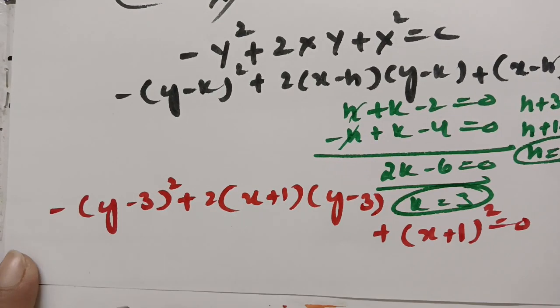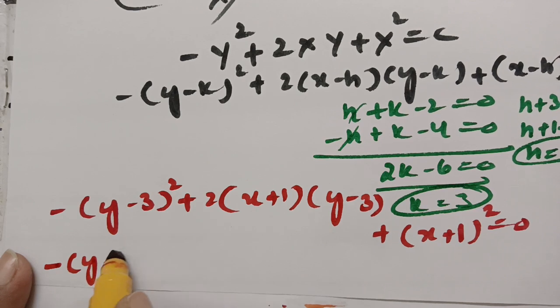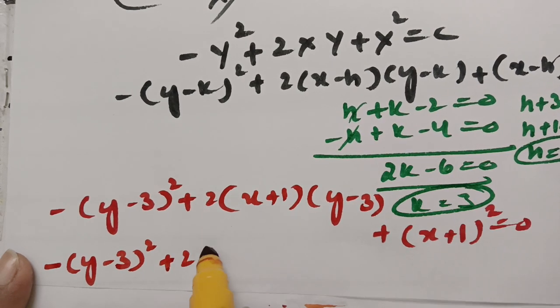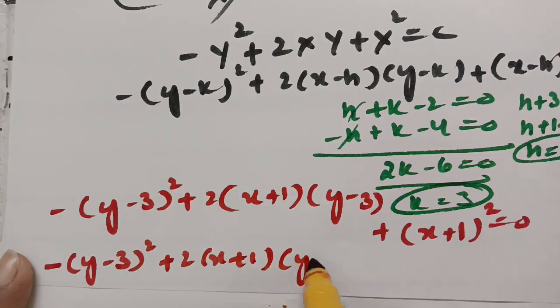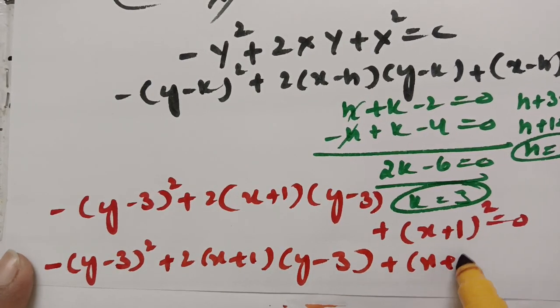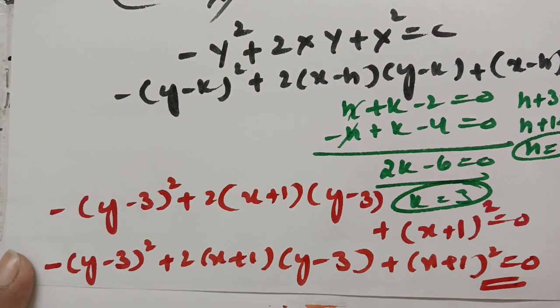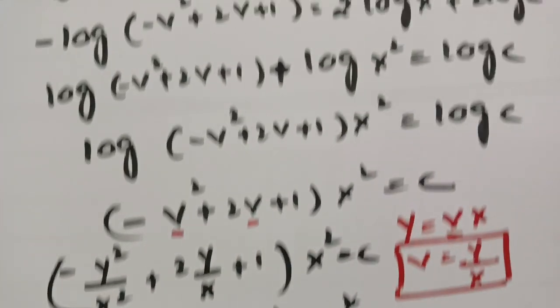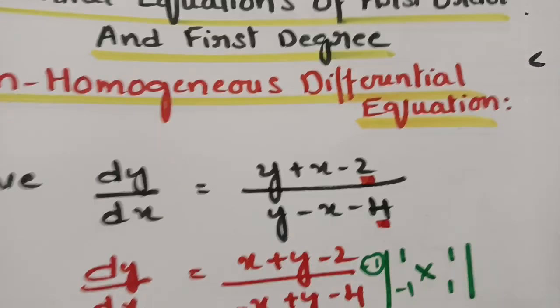And this is a general equation. So if I write like this, y minus 3 whole square plus 2 times of x plus 1 into y minus 3 plus x plus 1 whole square is equal to 0. So this is our required general equation. See, let me explain it to you one more time. See, it is so easy.